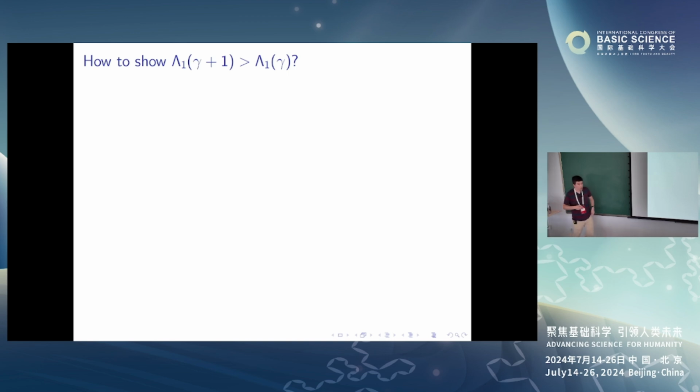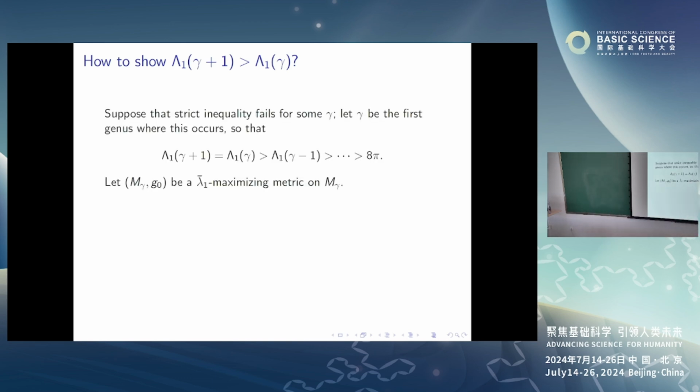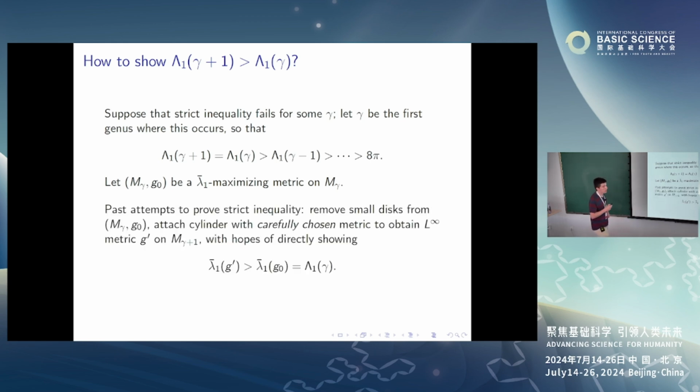So the first strategy is basically what I described, right? So let's go by induction. And okay, so we know that existence works up to some genus gamma, and then let's assume, to get a contradiction, say, that this inequality breaks down from genus gamma to genus gamma plus 1. Okay. So then let's look at the maximizing metric on the last surface where we know it exists, and let's just try to perturb it, for instance, to get a nice maximizing metric on the higher genus guy by adding a handle in some very clever way, right? So what are the past attempts to prove the strict inequality?